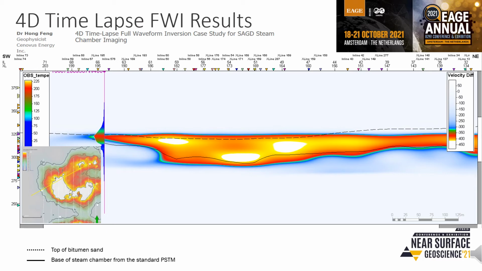This slide shows a profile of the FWI velocity model difference of the surface monitoring survey across the yellow line on the map.